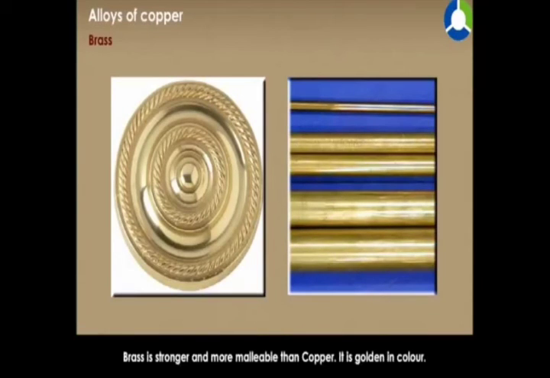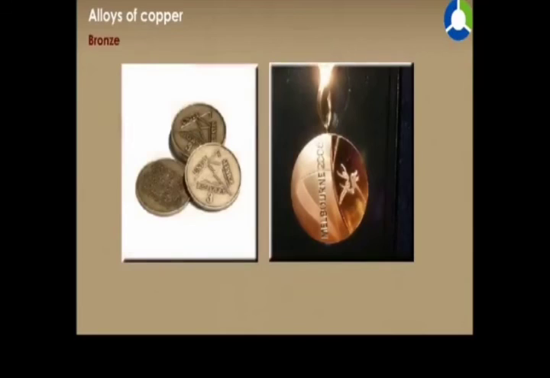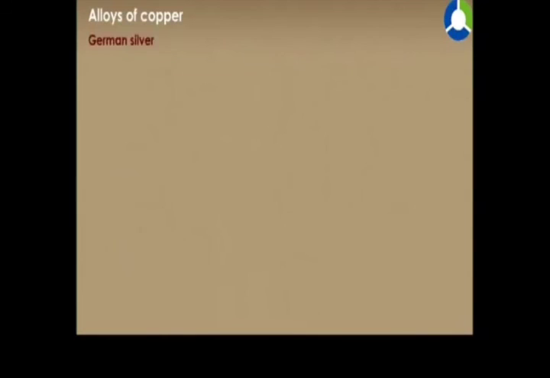Brass is stronger and more malleable than copper. It is golden in color. Brass is used to make nuts and bolts, tubes, and decorative items such as vases, jewelry, lamps, etc. You can see the different brass components. Now it's bronze. You can see medals. Bronze contains 90% copper and 10% tin. Bronze is strong and is used to make coins, medals, statues, decorative items, etc.